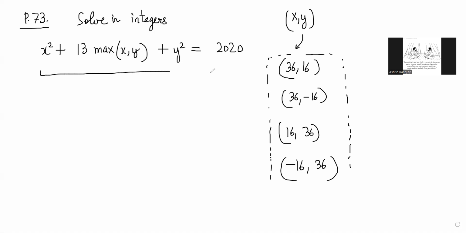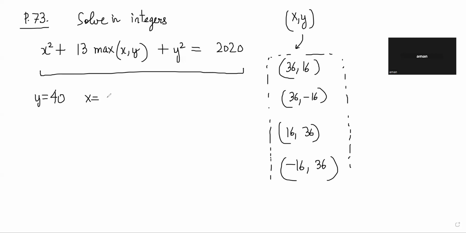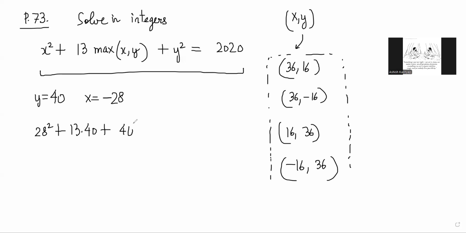So the approach to this, Aradhya, have you done anything? No, sir, I wasn't able to solve. Okay. So what we will say is, yes, speak. I tried putting y equal to 40 and x equal to minus 28, and it was satisfying. Y is equal to what? 40, and x is equal to? Minus 28. So you are getting 28 square plus 13 times maximum of this is 40 plus 40 square.